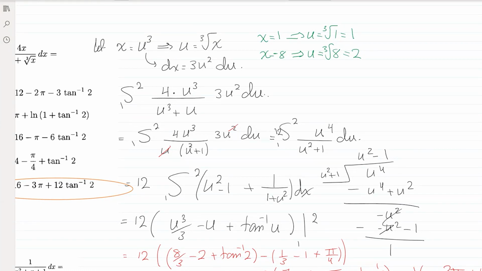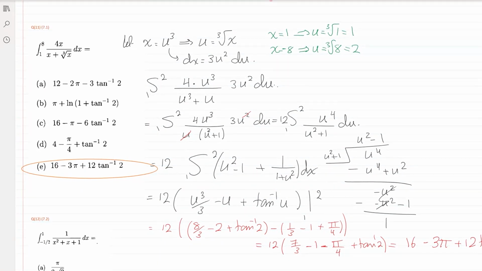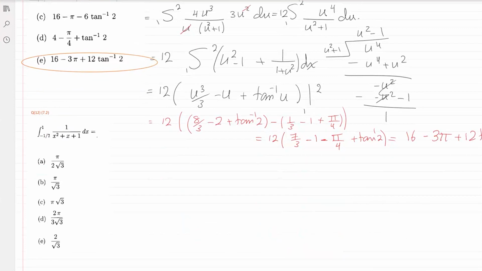How did u to the power 3 become u to the power 4? Just a minute. This is equal to 12 outside. Because this is u^2, with u we still have u up. u times u^3 is u^4. Is that clear? Yes.